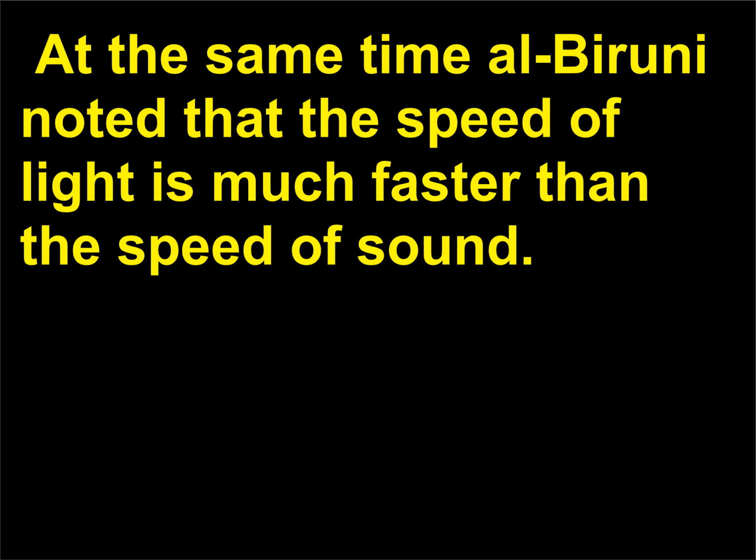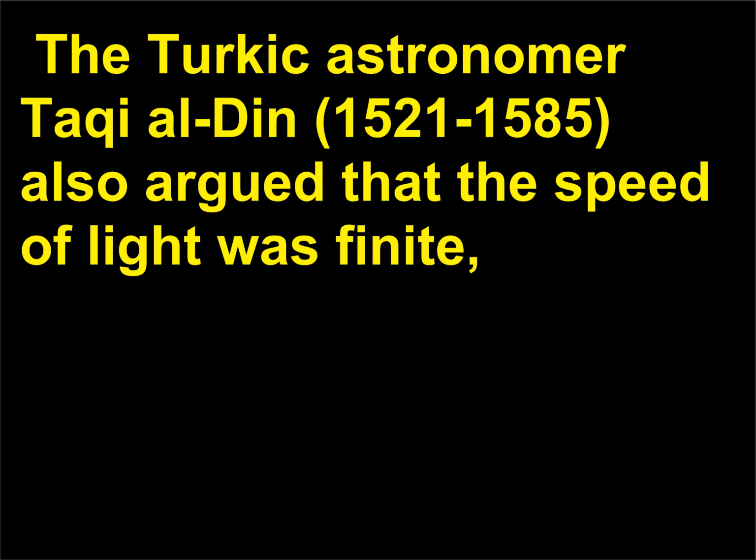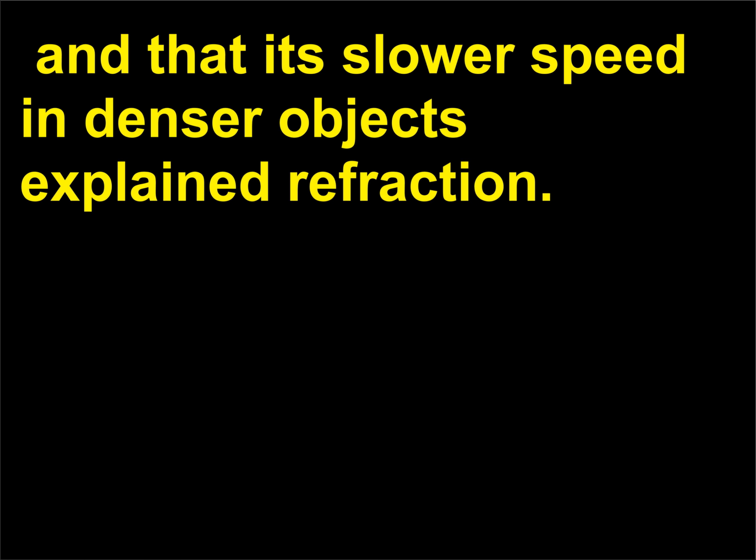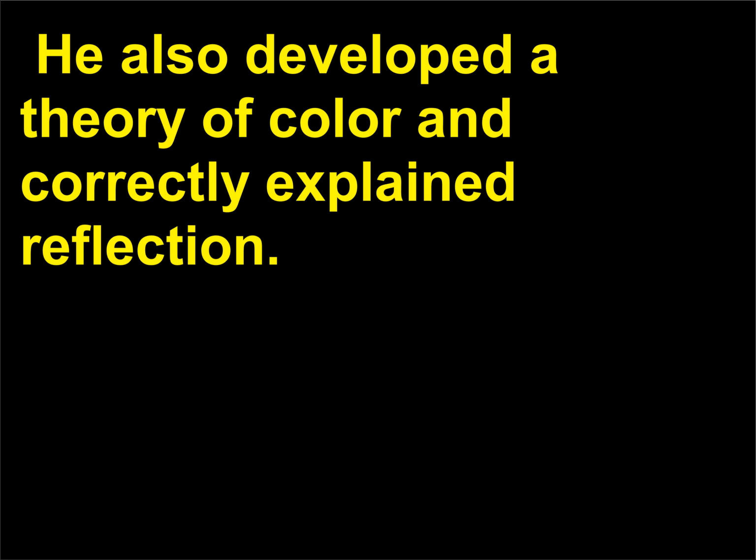At the same time, al-Biruni noted that the speed of light is much faster than the speed of sound. The Turkic astronomer Taki al-Din, 1521 to 1585, also argued that the speed of light was finite, and that its slower speed in denser objects explained refraction. He also developed a theory of color and correctly explained reflection.